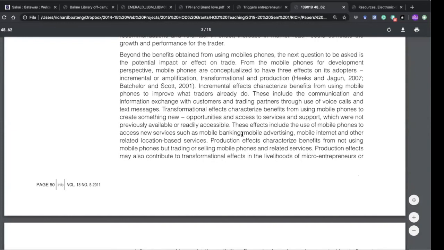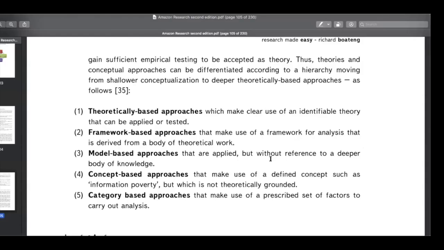Look at what a model-based approach is. A model-based approach is without reference to a deeper body of knowledge. Just a few papers that somebody mentioned and came up with this thing, so you are using it. The model is saying that to look at the impact of mobiles, you can get three types of impact: the incremental impact, the transformational impact, and the production impact. That is all. It's just a model that I'm picking to use. But a framework comes from a lot of reading. So if I was just studying impact, I could have used the model.